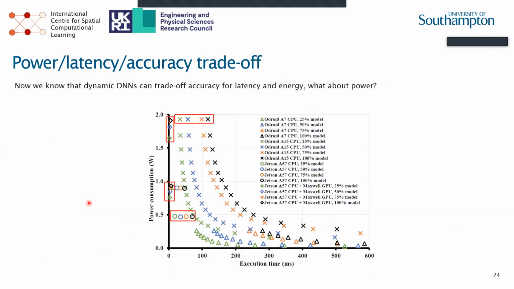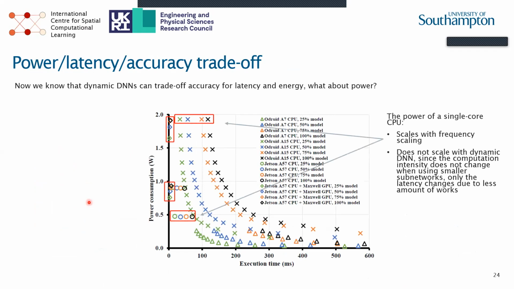And we also plotted some data on power. Here, if we're running the model on a single core CPU, you can see that the power scales with frequency scaling, but does not scale with dynamic neural networks, because the computational intensity does not change with the network. It only changes with the frequency.